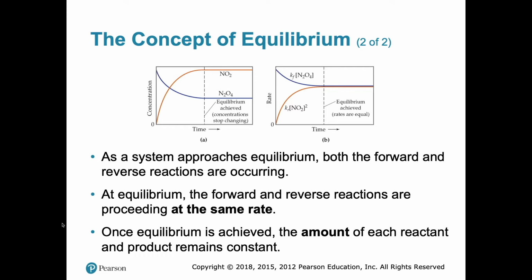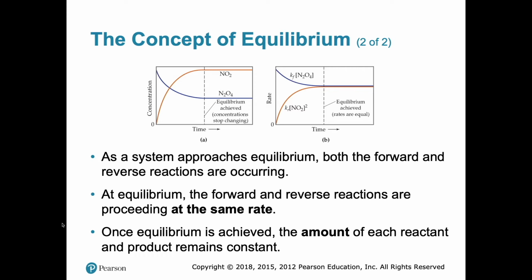There's no more nitrogen dioxide being made than there is dinitrogen tetroxide being made, right? And so the concentrations remain constant after the equilibrium point.